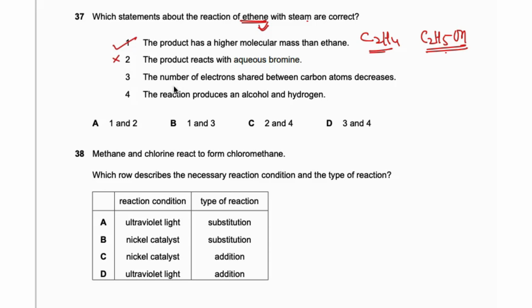It will not react with aqueous bromine because it is now saturated. It's wrong. The number of electrons shared between carbon atoms decreases. In ethene, there is a double bond between carbon atoms, so 4 electrons are shared. Now in the product, only 2 electrons are shared. The number of electrons shared between carbon atoms decreases. It is right. The reaction produces an alcohol and hydrogen. The reaction produces an alcohol only, no hydrogen, so it is wrong. So the right answer is 1 and 3. So B is the right answer. 37B.